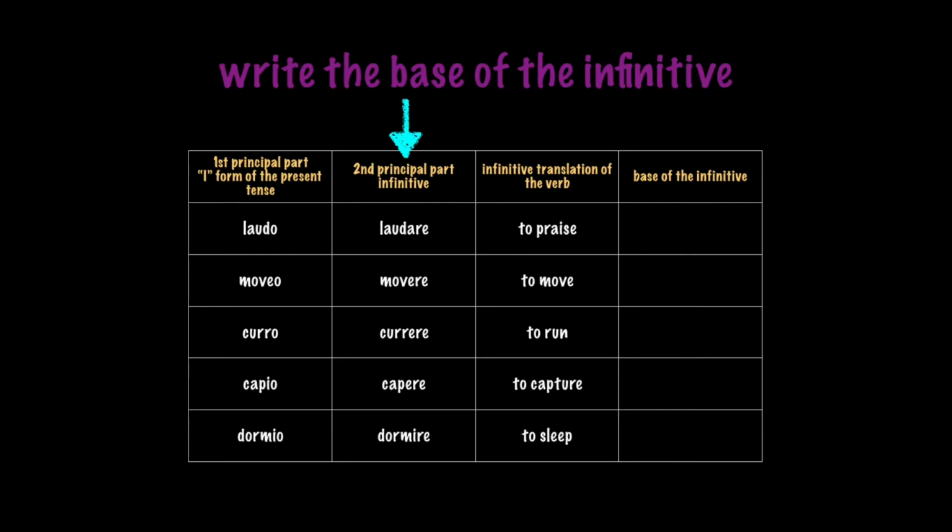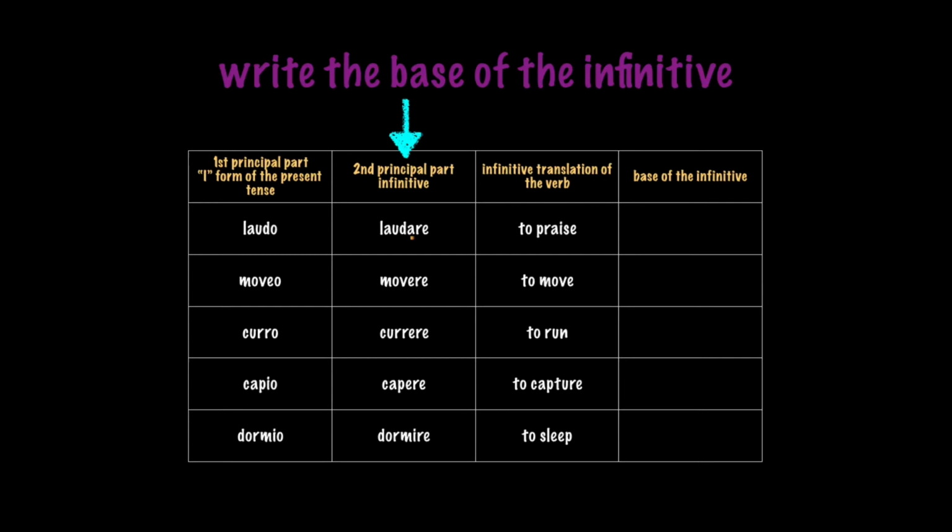Notice that the infinitive of every verb ends with the letters RE. And in front of the RE is a vowel, A, E, or I. Those 3 letters are the infinitive ending. Remove those 3 letters and you have the base of the infinitive. Let's see how it's done.